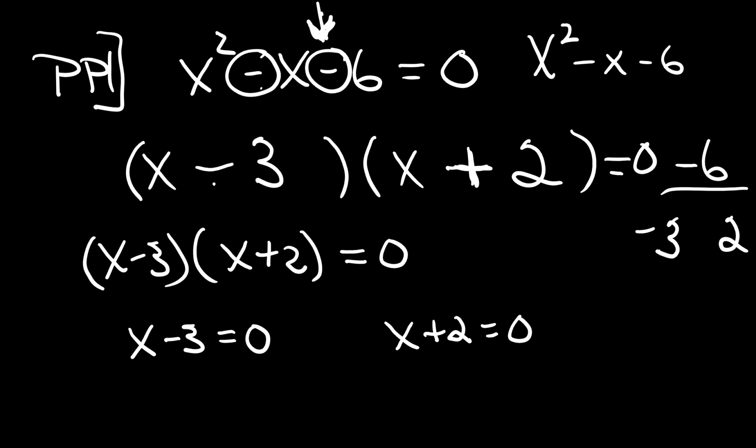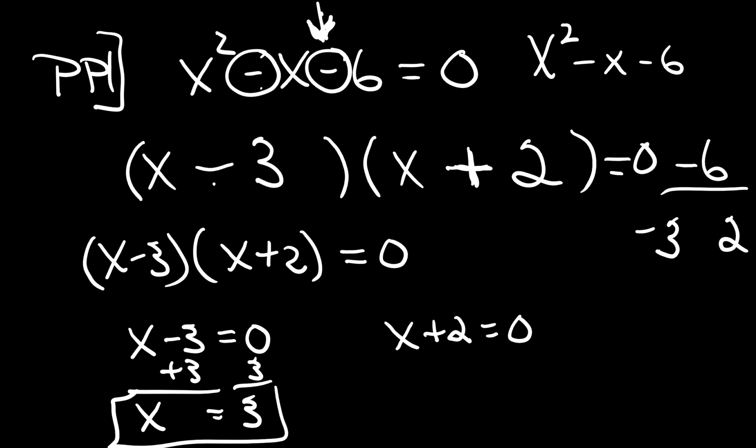Now I can say, what does x have to be for this to be true? Well, if I add 3 to both sides, I would have x equals 3. 3 minus 3 is 0. Okay, so that's one answer here.